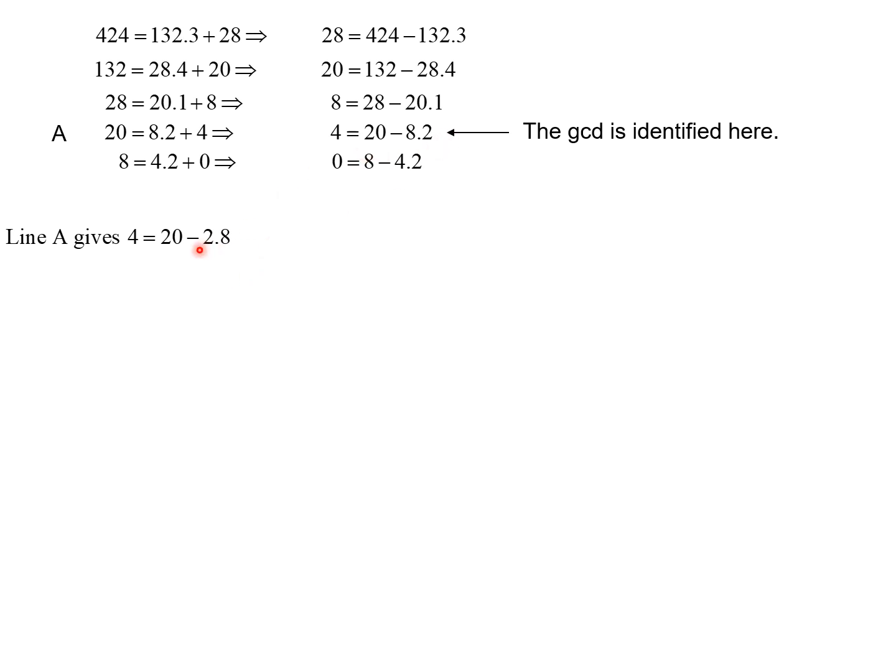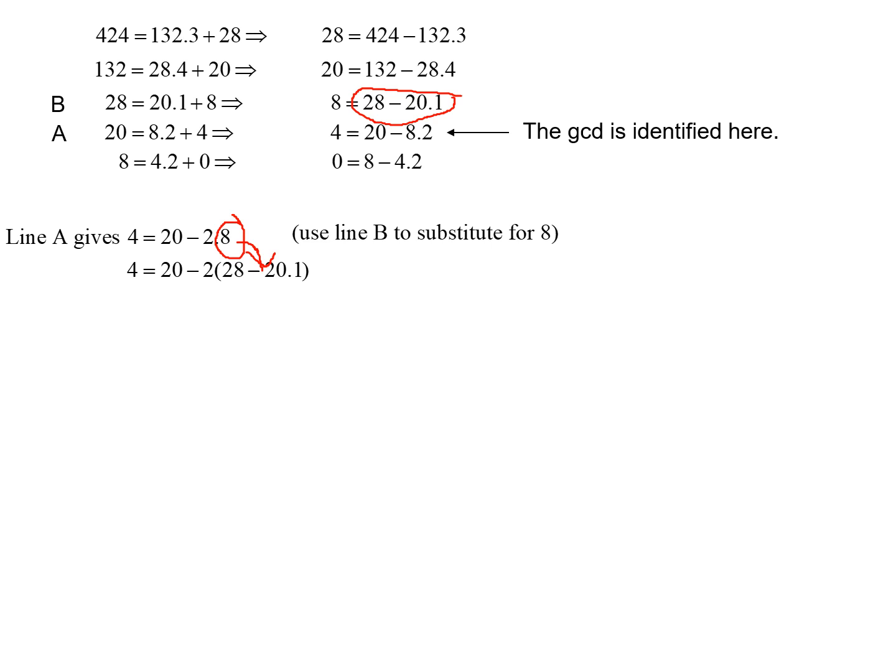Now we need to substitute line B into line A. We're going to substitute line B as 8. Line B says 8 is actually 28 minus 20 times 1. So we're going to substitute this equivalent over here. This 8 equals 28 minus 20 times 1 goes here. You see I've substituted this as equivalent to 8.